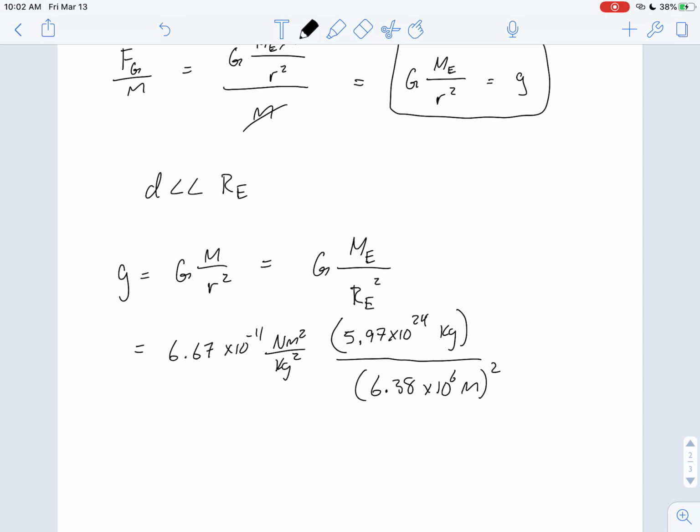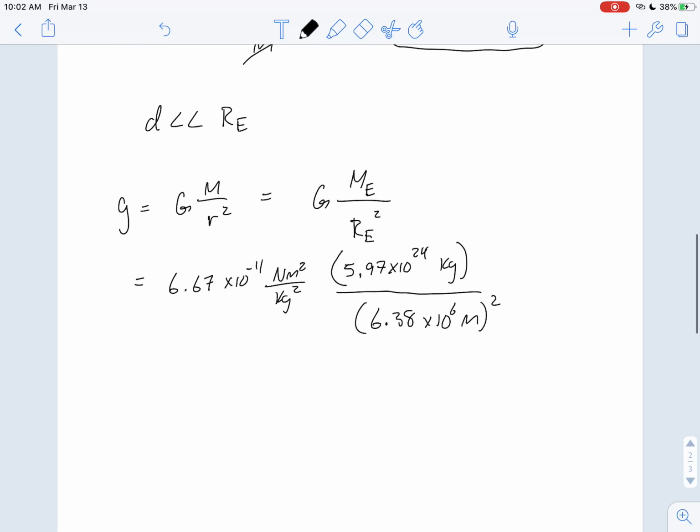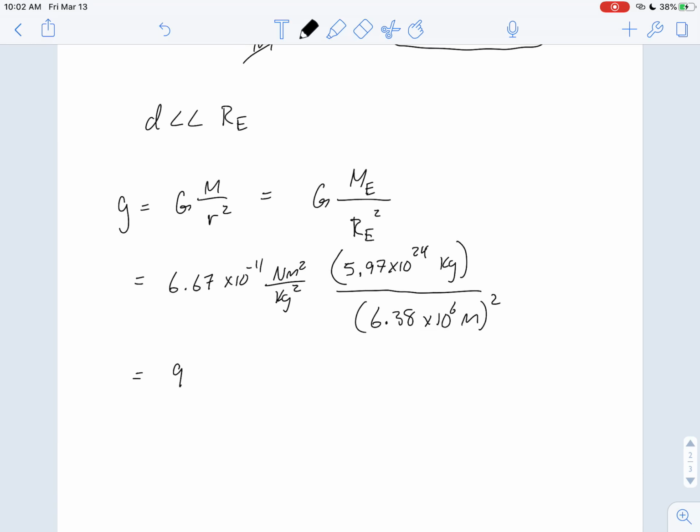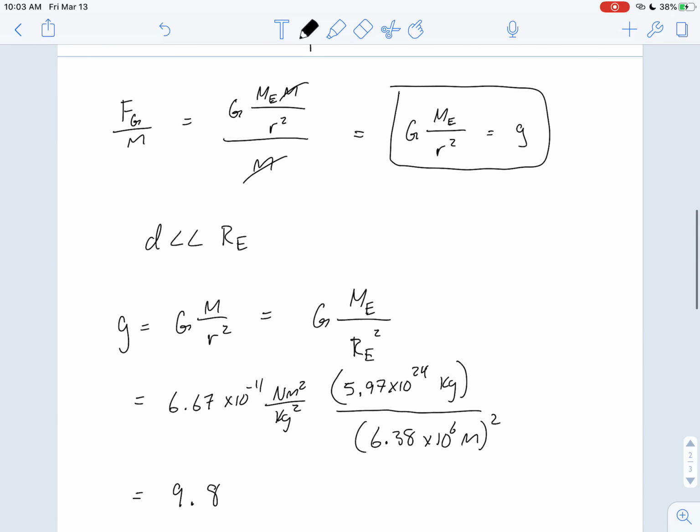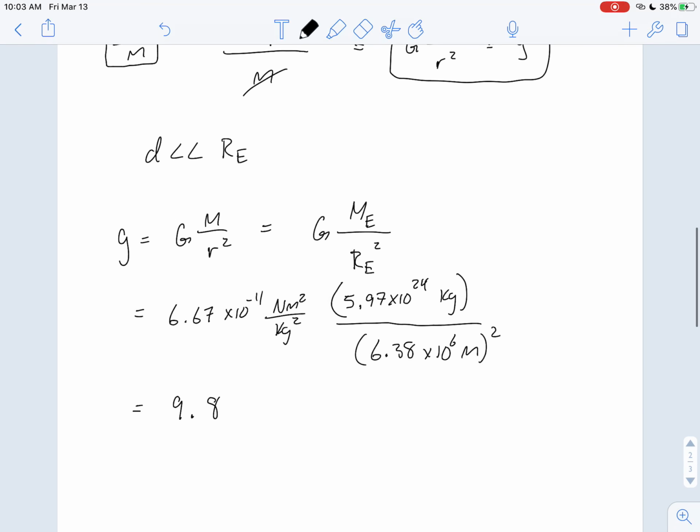All right, so plug those into our calculator. And if you do that, I'm getting about 9.8, rounded to the nearest decimal. And the units for that, if you look at our formula here for gravitational field, we took a force and divided it by a mass, so that would be a Newton per kilogram.